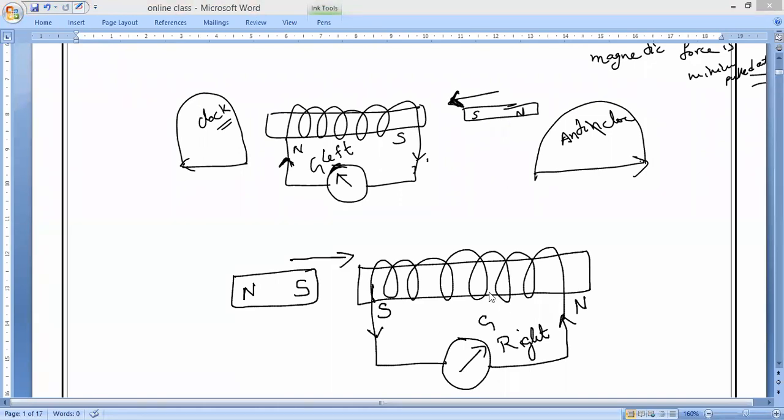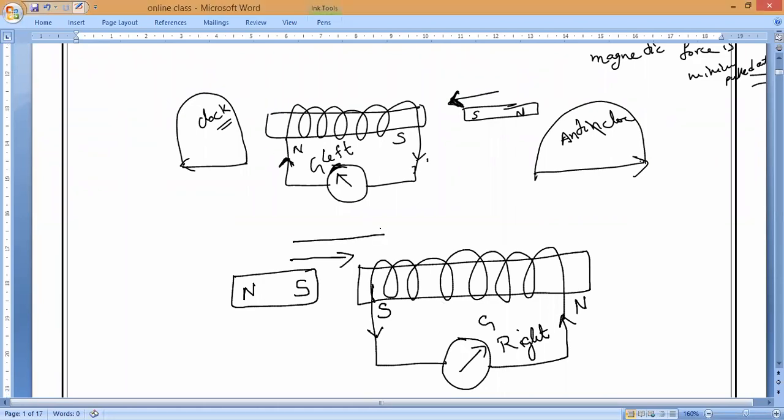So, anti-clockwise direction. Have you noticed it, guys? The direction of the South Pole is in the same direction as the galvanometer deflection. Here also check it: the South Pole is going in this direction, and the galvanometer is also deflecting in this direction. Yes or no? Yes, sir. That is what I want to say to you.